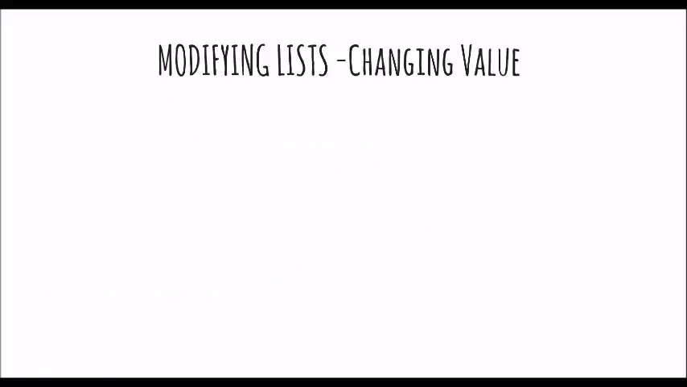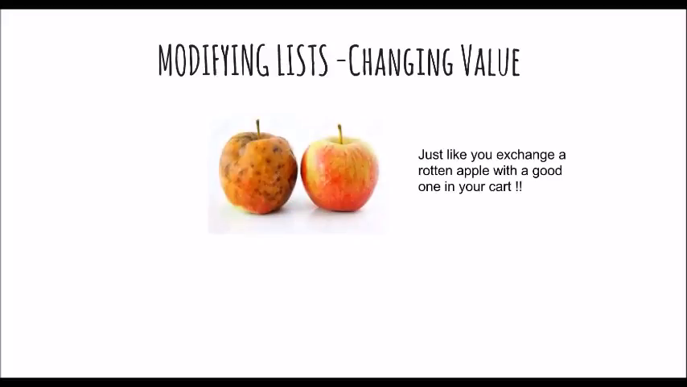Next, we move on to modifying lists and changing value. What would you do if you had a rotten apple in your cart? You just put it by mistake. You would pick that one and replace it with a good one.